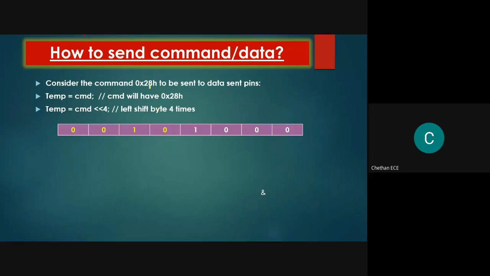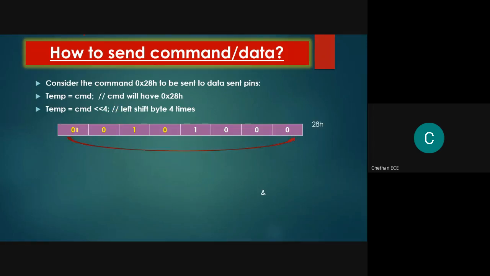Similarly, I have the same command. Now my objective is to send the lower nibble. This 20H will be available in command. I'm moving that to a temporary variable. Instead of performing logical AND operation, here I have to perform left shift, left shift by a factor of 4. Let's see how we can do this.